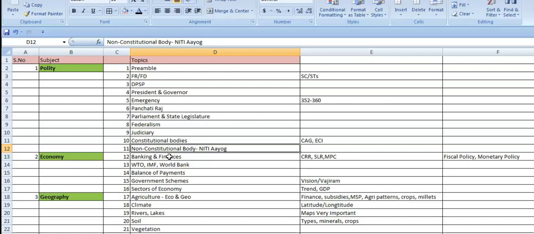Economy. The next big portion of prelims is about economy. Now, when it comes to economy, banking and finance is the most important thing, like fiscal policy. What is monetary policy? What is CRR? What is SLR? What is MPC? So these are the terminologies and the concepts behind them.